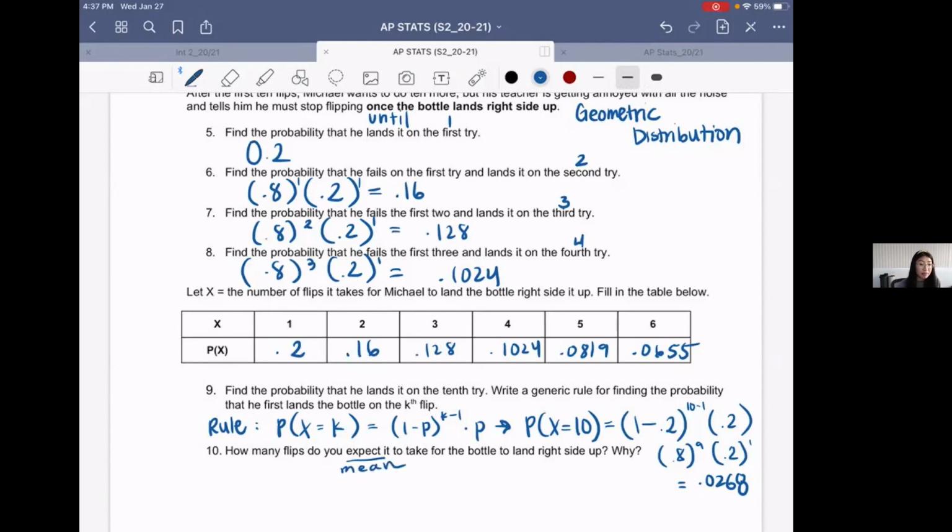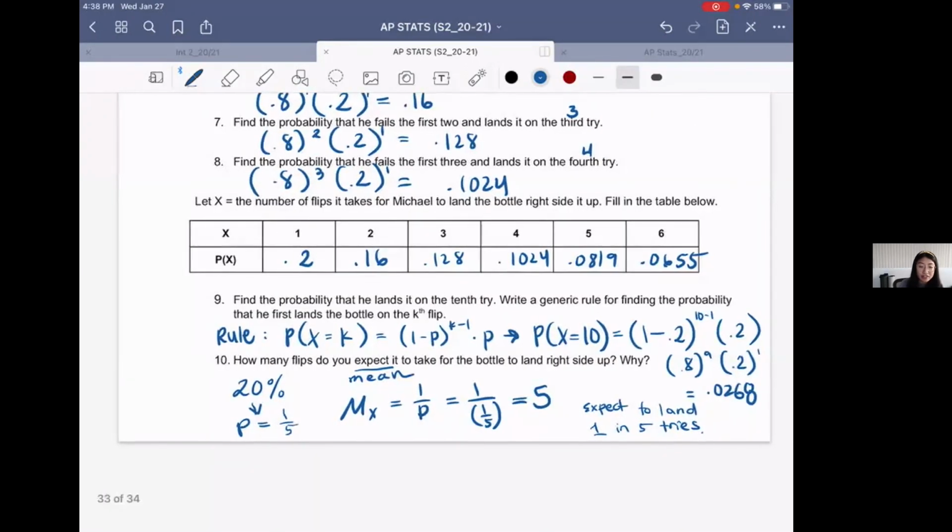What we have to think about is what our probability of success is in general. So our probability of success is actually 20%, which is crucial to calculating the mean. If I convert this, the probability of success is 1/5. And to find the mean of a geometric distribution, mu sub x is 1 over p. If I plug in 1/5 here, that would be 5. So you expect to land it in 5 tries.